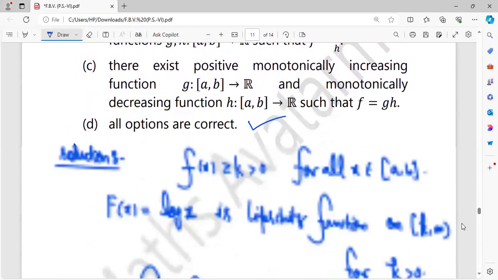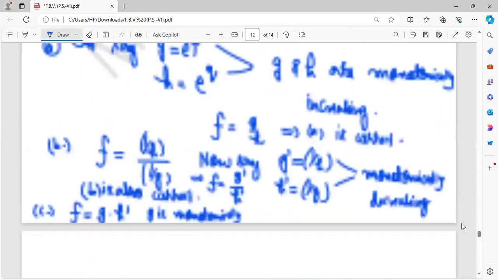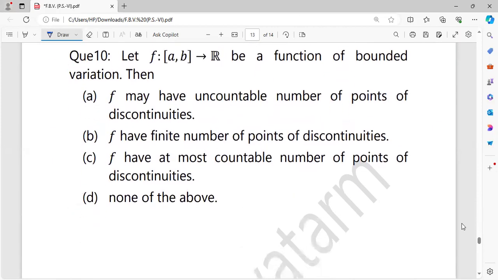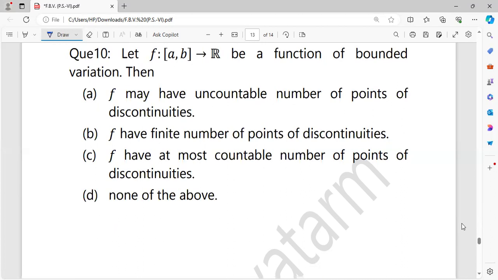Okay. Now move to last question. Question number 10. Let f be a function of bounded variation, then f may have uncountable number of points of discontinuity. Second option is f has finite numbers of points of discontinuity. Third, f has at most countable number of points of discontinuities. Option number D is none of the above. Let's check it.